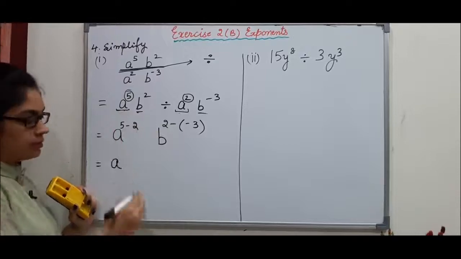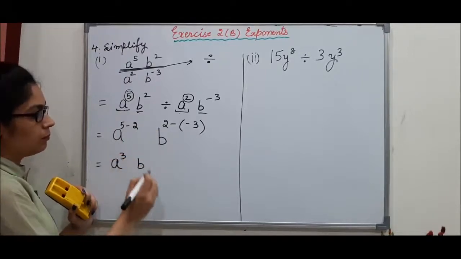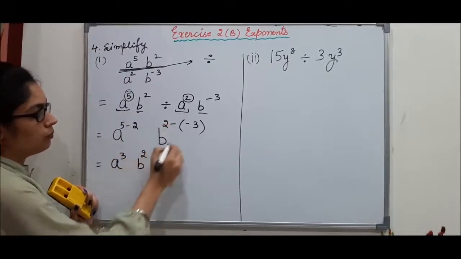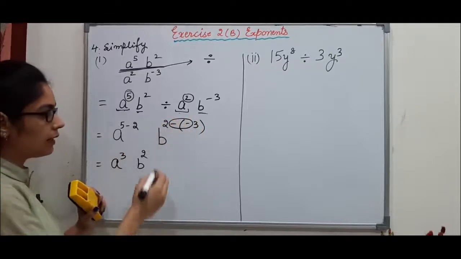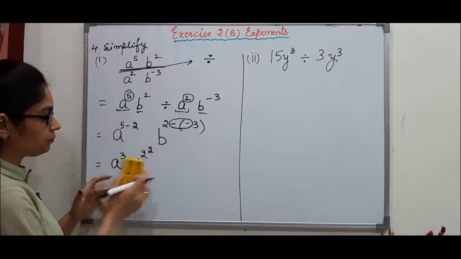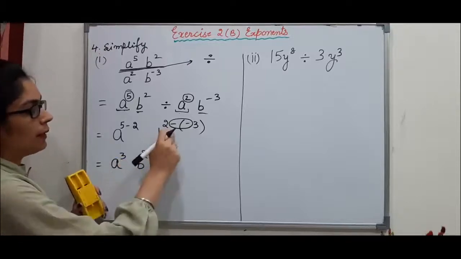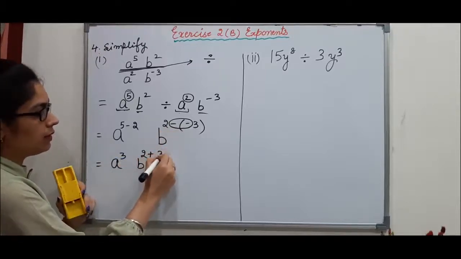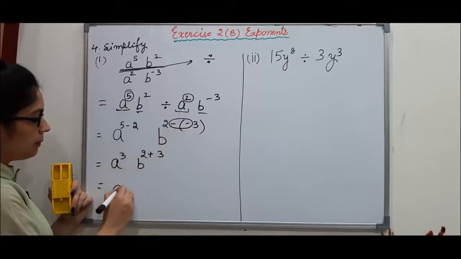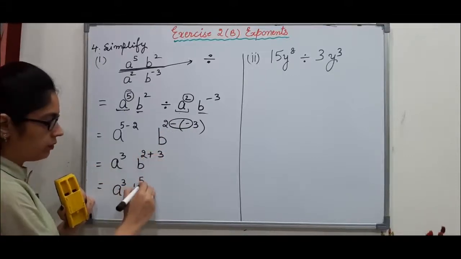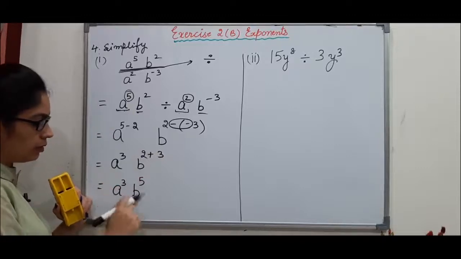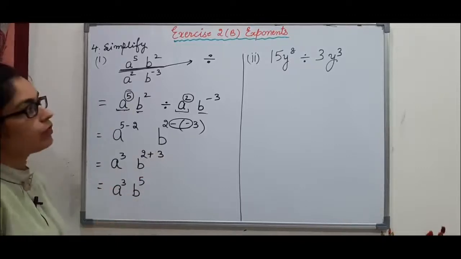5 minus 2 is 3. B. Here these two signs are together. So first we will make these two signs a single sign. So 2 minus minus plus 3. So A to the power 3, B to the power 2 plus 3, 5. So this is the answer, A to the power 3 and B to the power 5.